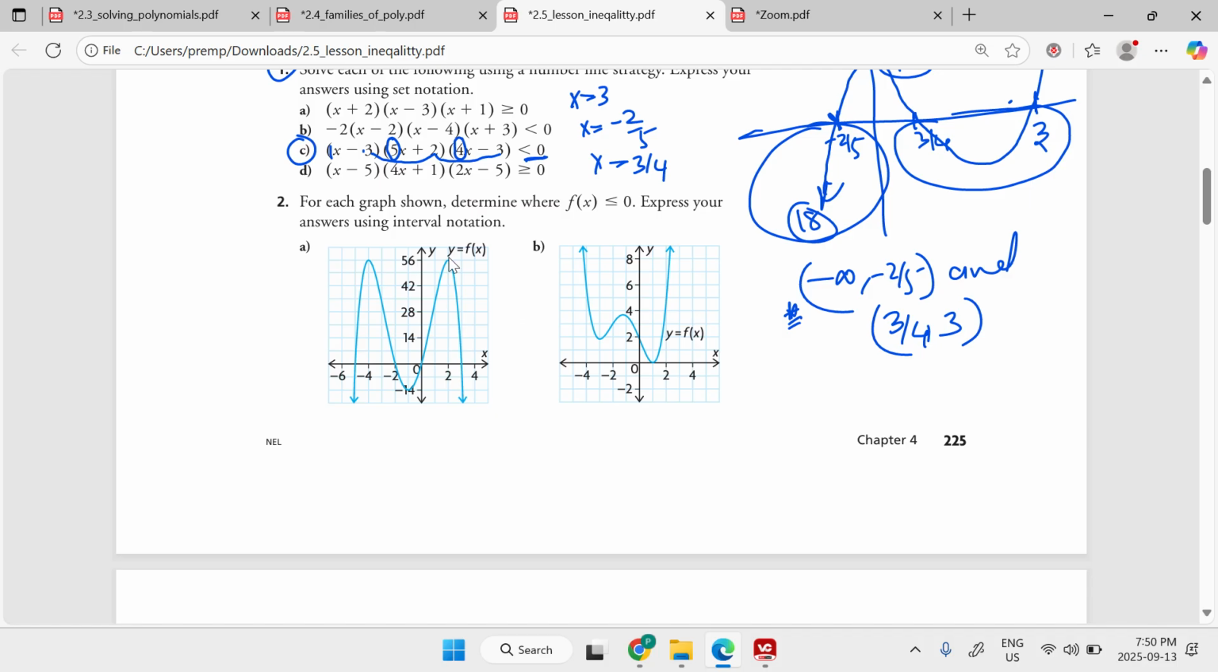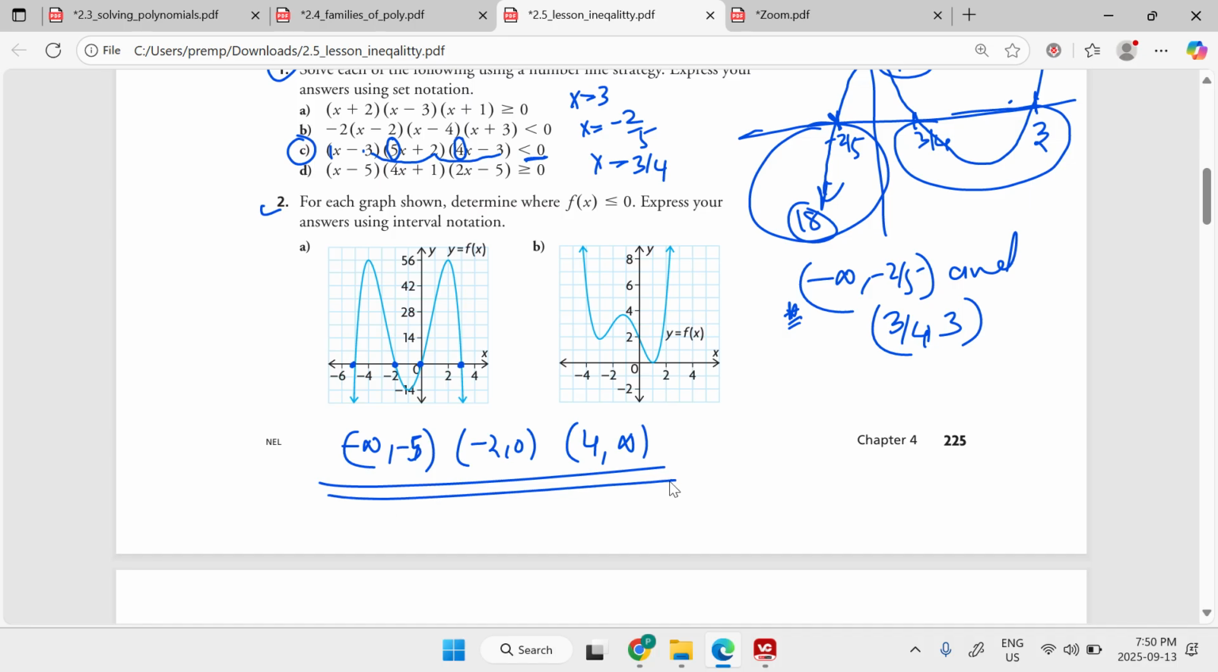And similarly, by looking into this question number 2, you are doing f(x) is less than or equal to 0. So you can see from here to here, here to here, and then from here. So I will say here negative infinity to negative 4, sorry, I think it's negative 5. That's my one solution. Second is negative 2 to 0, and third is 4 to infinity.